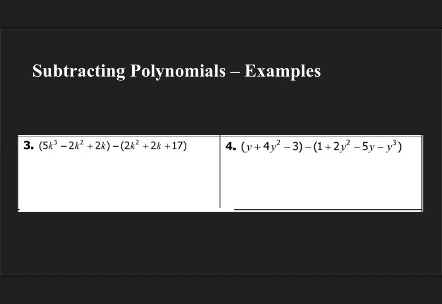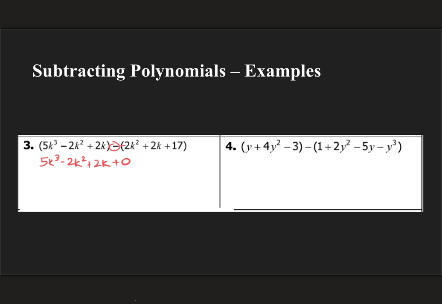So for the subtraction, I start the same way. I'm going to go ahead and make a list. So I've got 5k to the third minus 2k squared plus 2k. And you see how there's not a constant there? So I'm just going to do plus 0 as a placeholder. Then I look and I have a minus sign here. That means I have to multiply everything in that set of parentheses by negative 1. Or I need to change the sign.